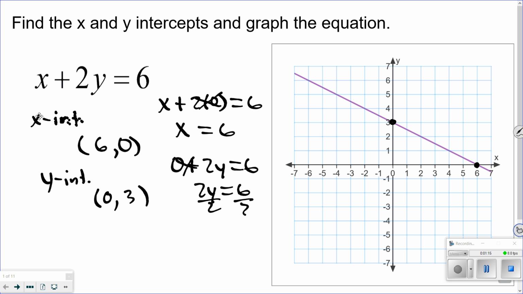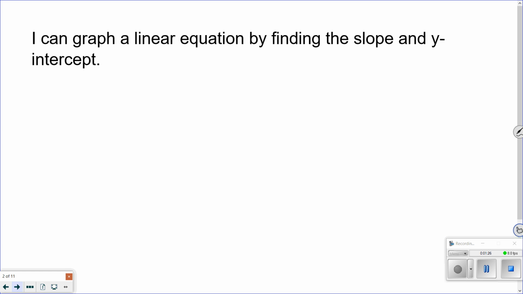So remember, we've graphed with a table. We reviewed one of those on the last lesson. And we can also graph the x and the y intercepts, which we just did right now. So today we're going to go through a third way of graphing. We want to be able to graph a linear equation by finding the slope and the y-intercept of the equation.